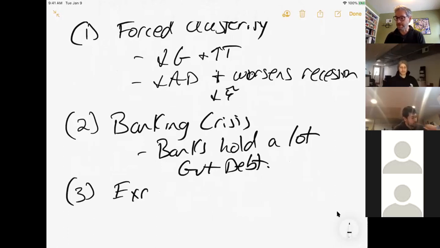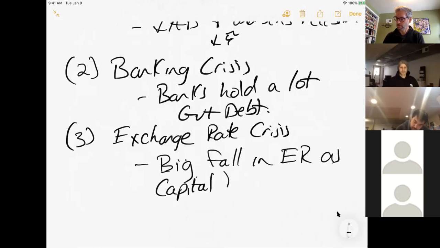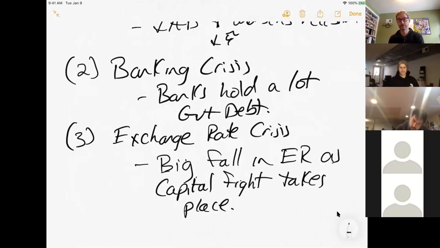Sometimes you'll have an exchange rate crisis. Many times investors in your country will lose confidence in your financial system, in your banking system, in the economy as a whole, and they will try to pull all their capital out. That's what we call capital flight. And if everybody tries to pull their money out at the same time and starts selling your currency like crazy, it's going to lead to a big drop in your exchange rate that's going to have a number of economic consequences.